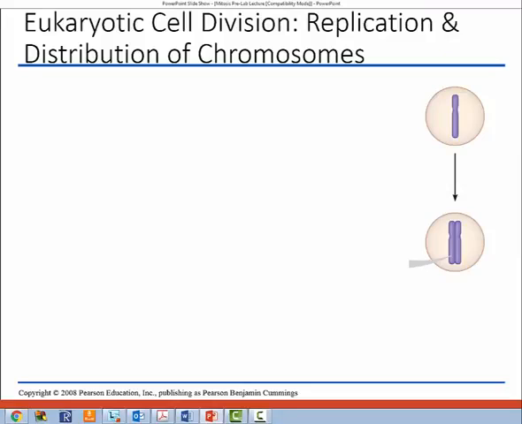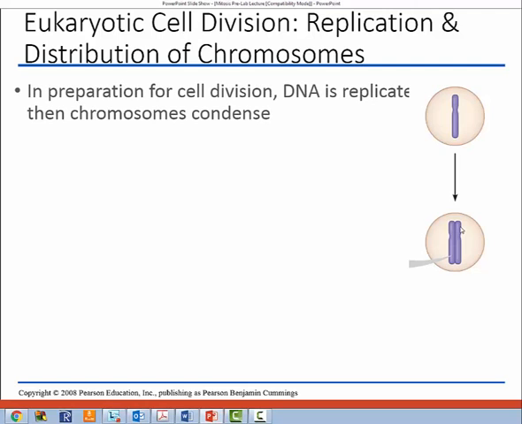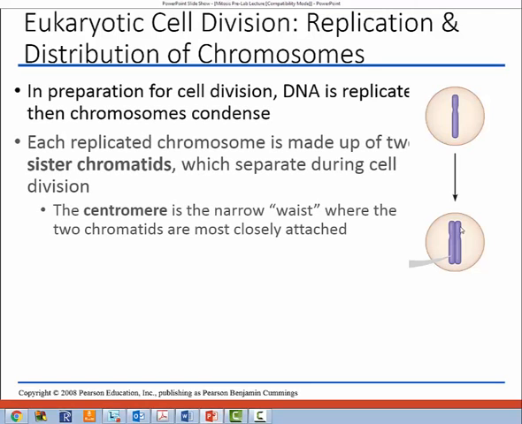In order for eukaryotic cell division to take place, we have to make copies of our chromosomes. So in the picture on the top here, you see a single chromosome. Once the DNA is copied, this is the way we usually envision our chromosomes. So we have two copies of the chromosome, one on the left and one on the right. Each replicated chromosome is made up of two sister chromatids. So we have a chromatid here on the left and a chromatid here on the right.